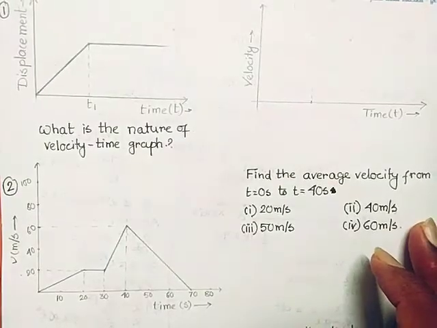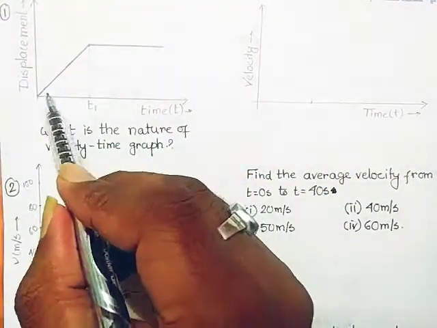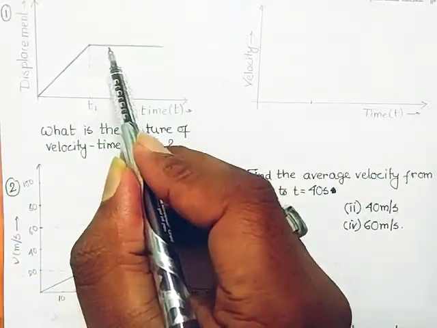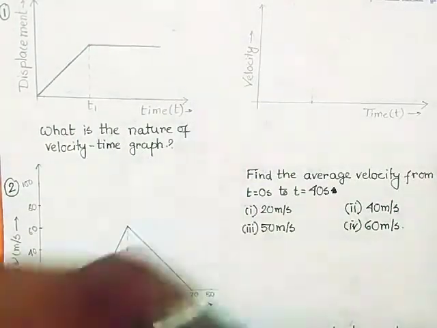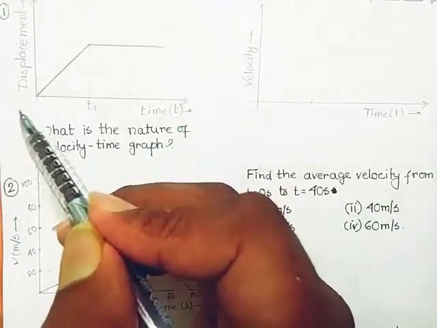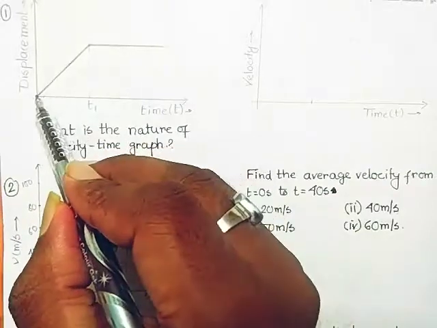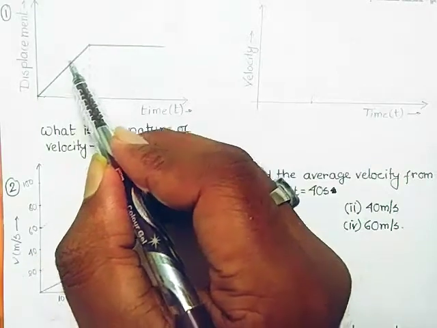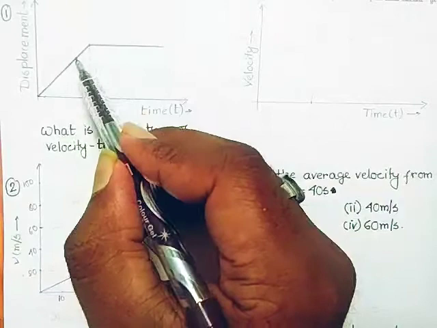Here it is basically the displacement versus time curve. Here the displacement is increasing with time, and after that it becomes constant. So what is the nature of the velocity versus time curve? Before this, we have tried to understand the physical significance of this curve. Here the displacement with time is increasing, so it is an increasing slope. So it basically shows the increasing velocity, that is, the velocity is increasing.